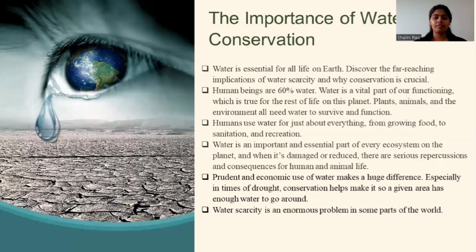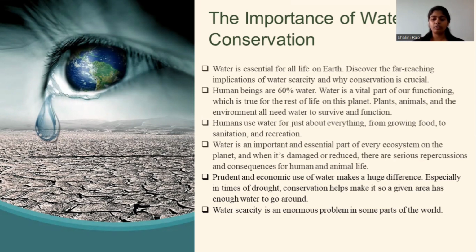Next, we have the importance of water conservation. Water is essential for all life on Earth. Discover the far reaching implications of water scarcity and why conservation is crucial. Human beings are 60% water. Water is a vital part of our functioning, which is true for the rest of life on this planet. Plants, animals, and the environment all need water to survive and function.